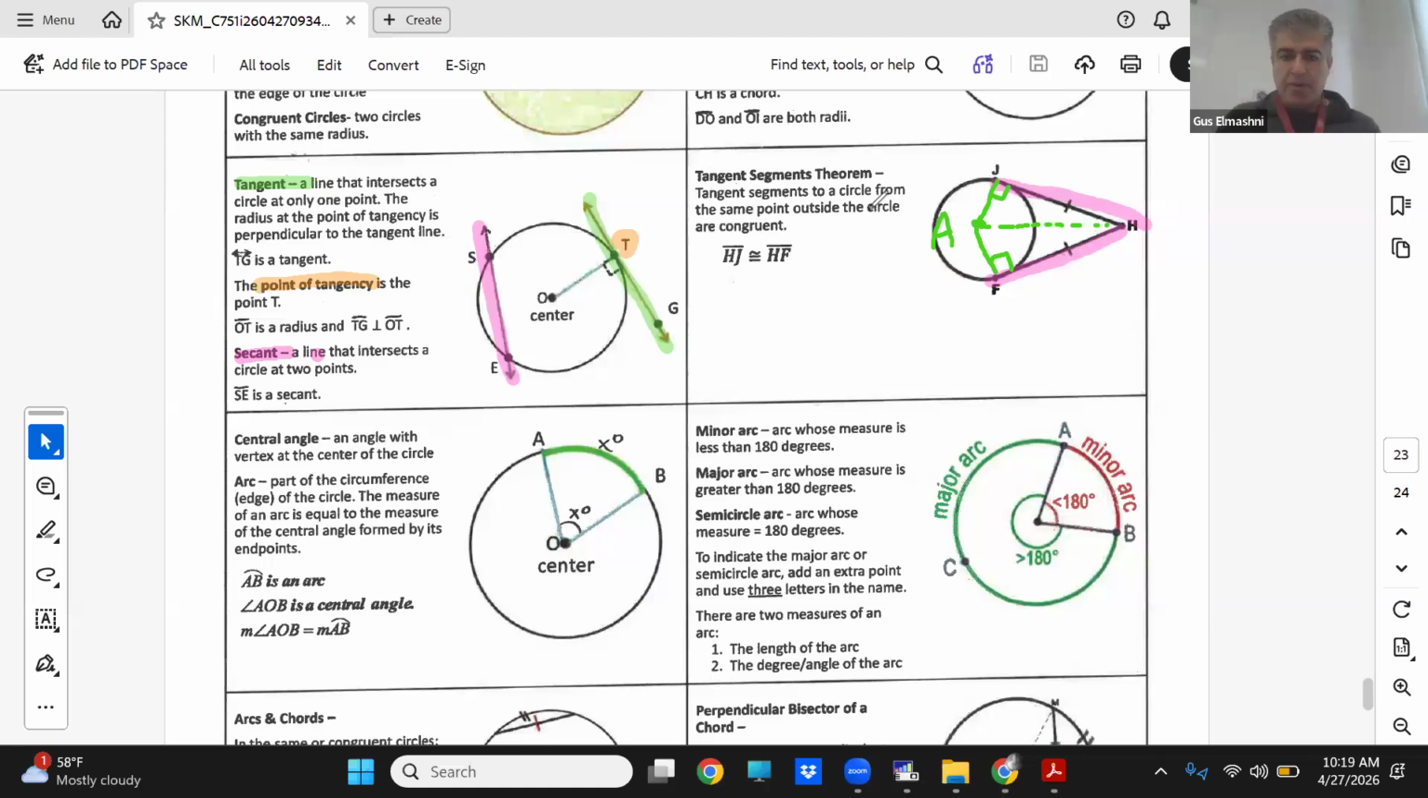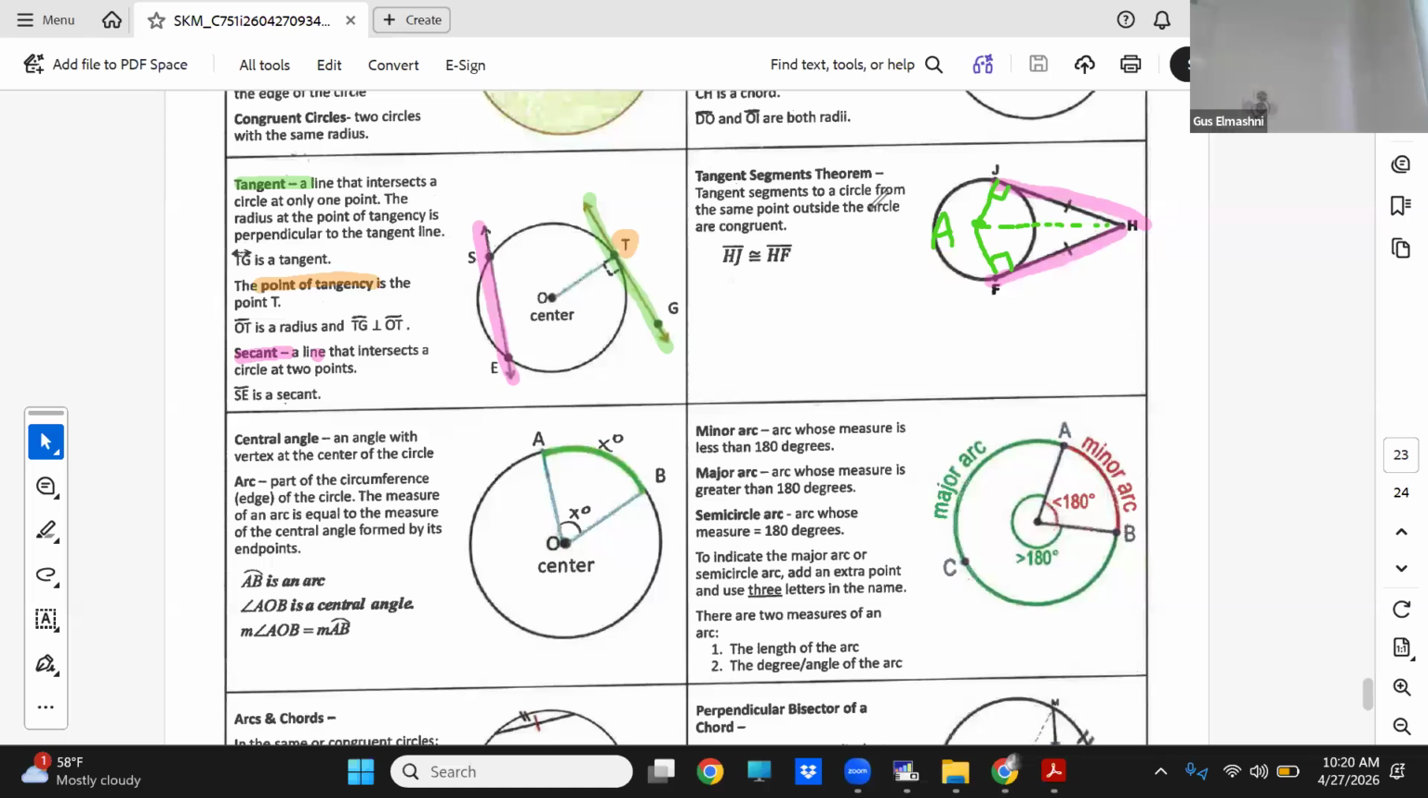And then Reagan, can you read the part about minor arc versus major arc? Minor arc measure is less than 180. Major arc measure is greater than 180. Semicircle arc measure equals 180. To indicate a major arc or semicircle arc, add an extra point and use three letters. And there are two measures of it: one is the length of the arc, two is the degree of the angle. Yep, thank you. Perfect.